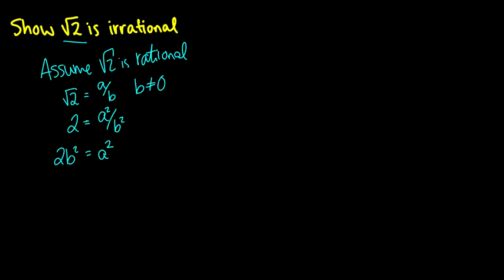Now, here's a little interesting fact. Because 2b squared is equal to a squared, we can conclude that a squared is even, which actually concludes that a is even, since the square root of any even number is going to be another even number. So, because of this, we can say that, okay, a is equal to some number 2 times k.